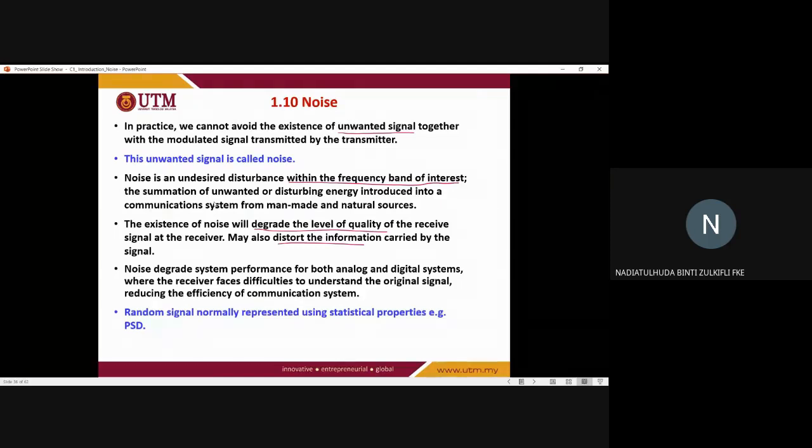Noise can be man-made and also comes from within our electronic circuit itself. So all this noise will be summed into our system. So what are the effects of noise? Okay, the effects of noise.